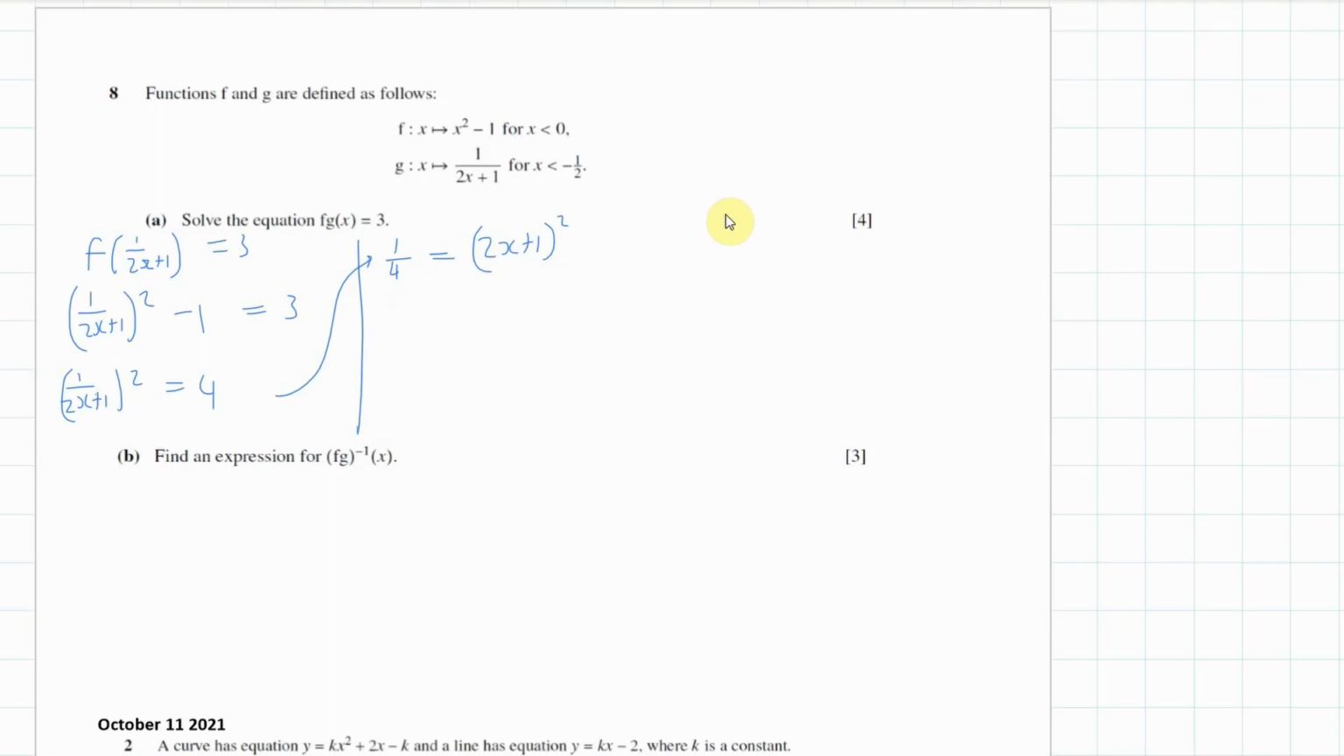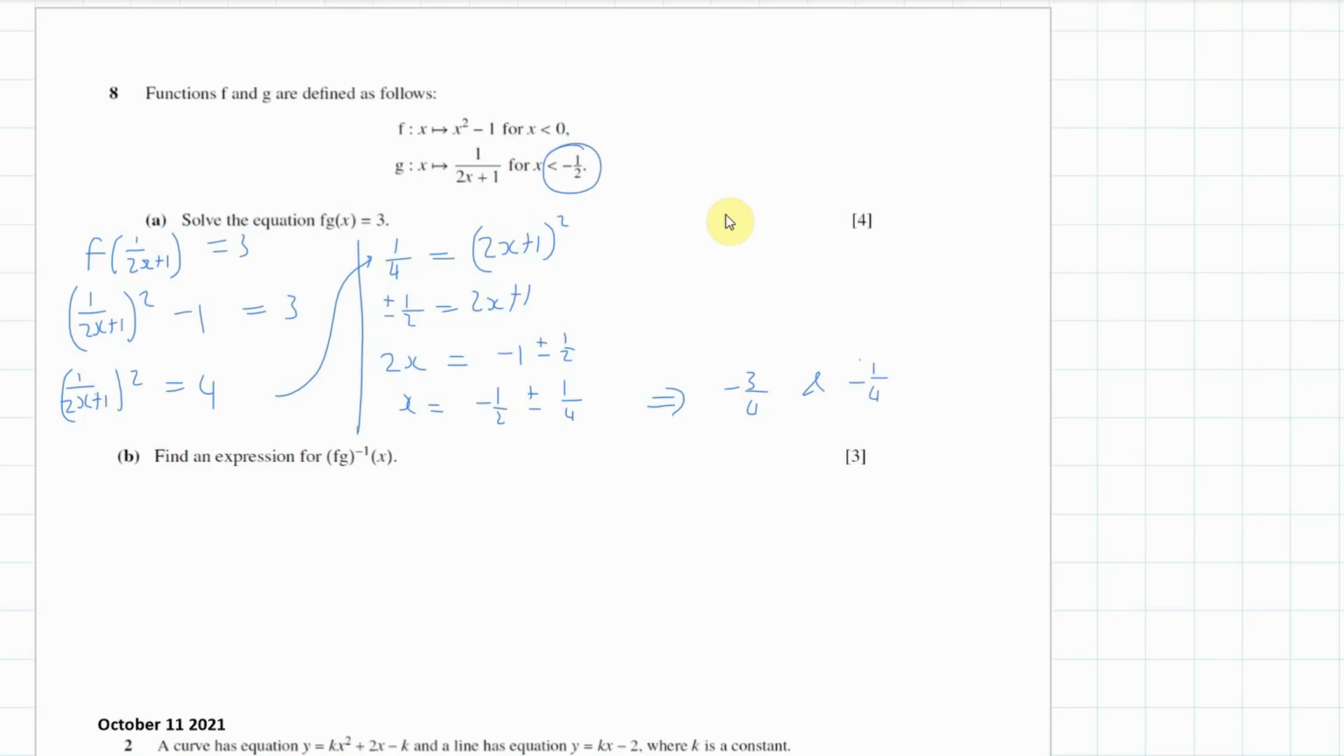And I guess I could at this point square root both sides. So plus or minus 1/2 equals 2x plus 1. So 2x equals, and then if we're subtracting 1, it would be 1 minus 1 plus or minus 1/2. And so x will equal -1/2 plus or minus 1/4. And that gives us two results. -1/2 minus 1/4 is -3/4, I think. And the other one is -1/2 plus 1/4, which would be negative 1/4.